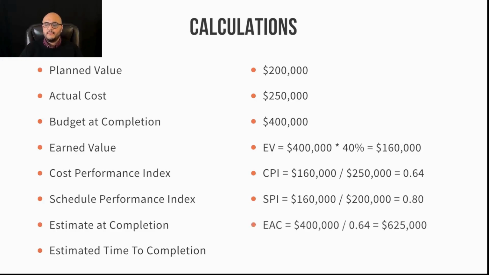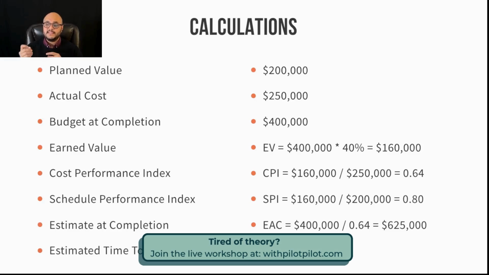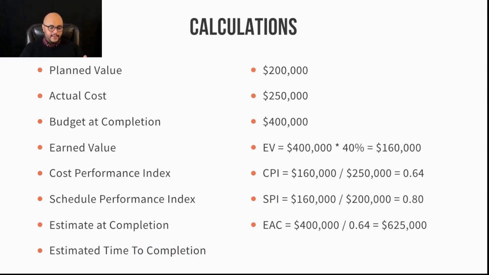Now I can calculate my estimate to completion. So I can take my $400,000, which is my budget, and divide it by CPI, which is cost performance index. So $400,000 divided by 0.64 gives me $625,000. What does that mean? That means that instead of the project costing me $400,000, if I proceed with that same pace, on the same rate, in the same way of doing the work, I can expect that the project will actually cost me $625,000. Make sure you understand this.